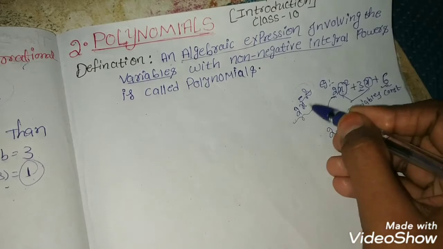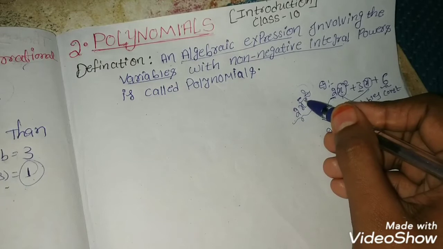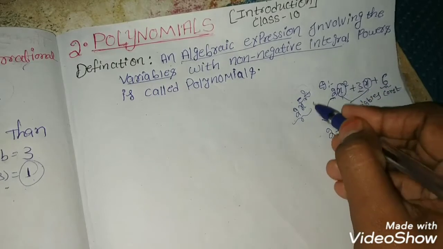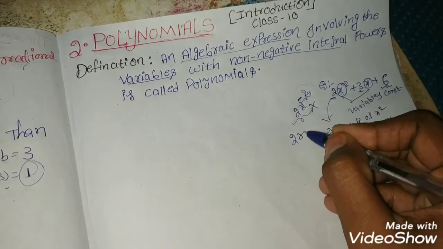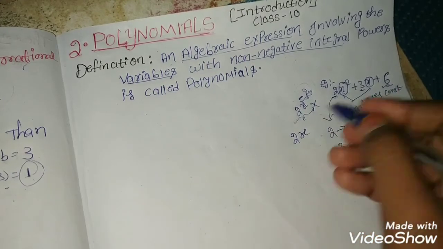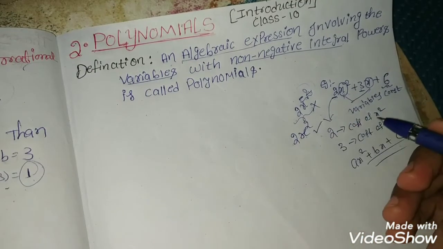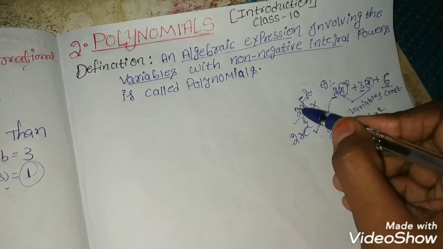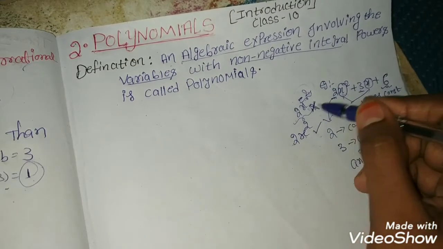See, if you write 2x power minus 2, this is a negative integral power. Understand? So this is not a polynomial. We have to write a non-negative integral power, that means it must be a positive number. If you write 2x squared, this is right, this is correct. If you write 2x power minus 2, this is wrong. This is not a polynomial.